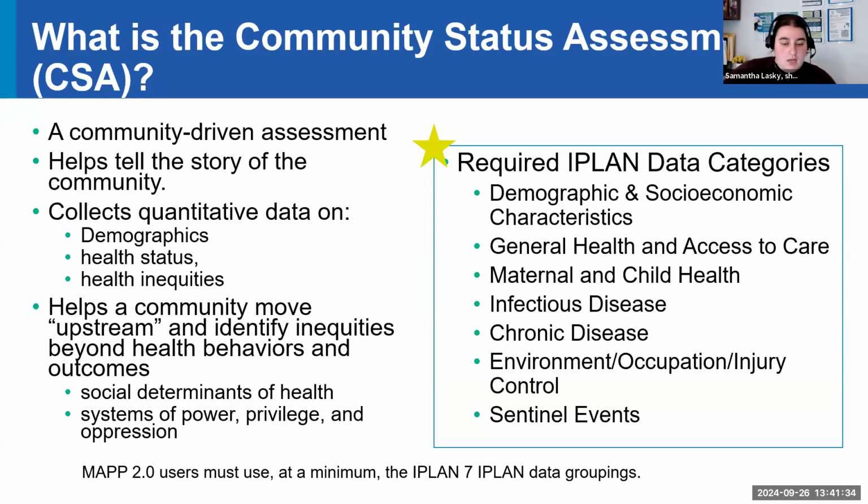On the right here, you'll see the IPLAN required data categories. These are data categories that are required, and MAP 2.0 users must use at a minimum the IPLAN 7 data groupings: demographic and socioeconomic characteristics, general health and access to care, maternal and child health, infectious disease, chronic disease, environment, occupation and injury control, and sentinel events.